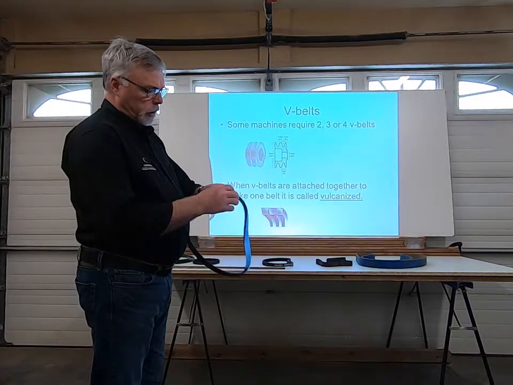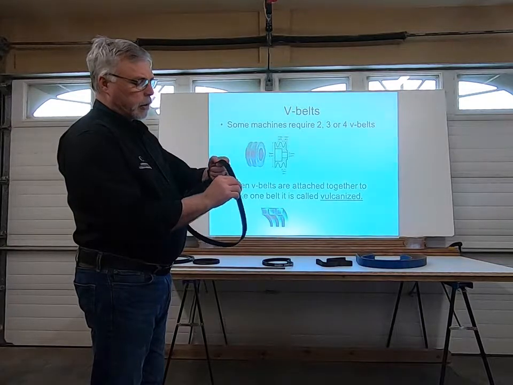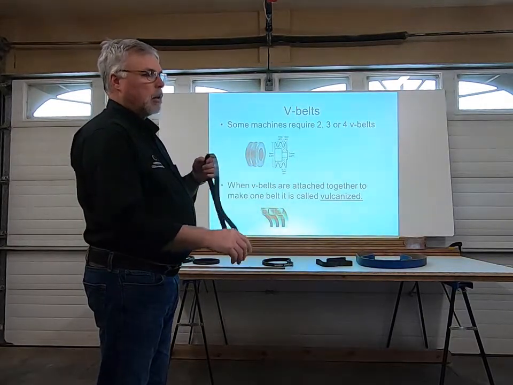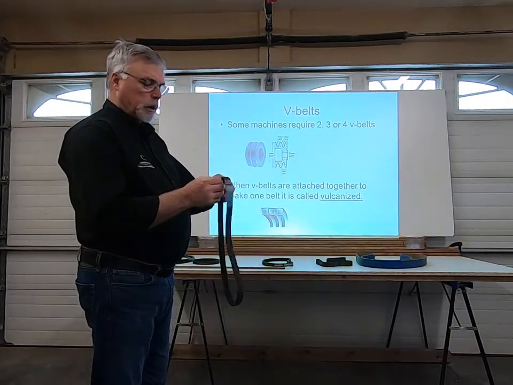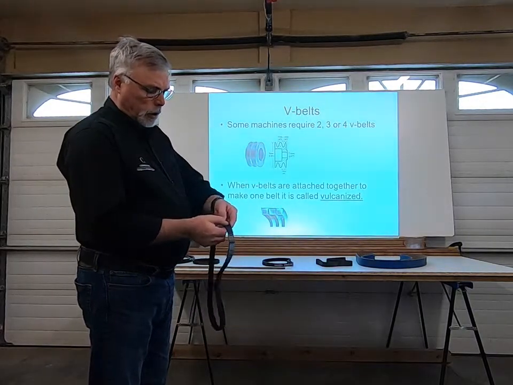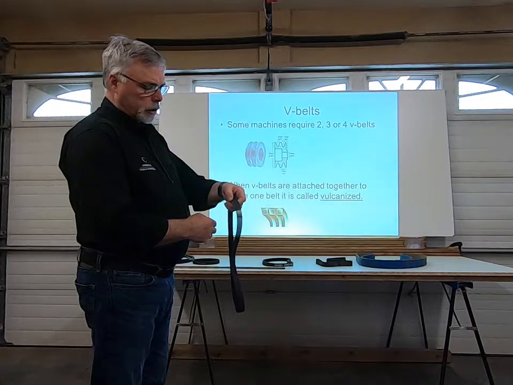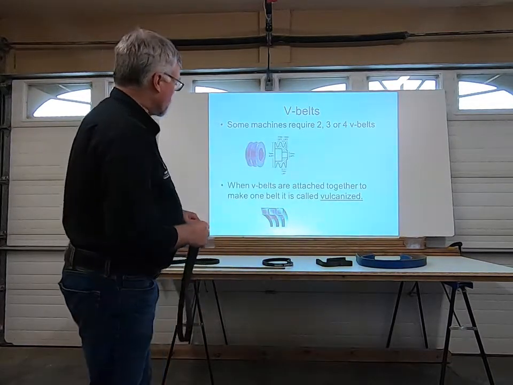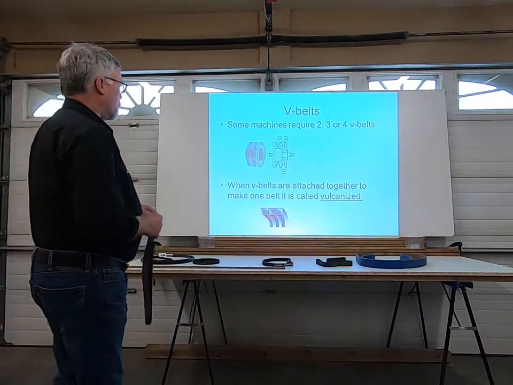And if you look closely, there's a lot of small grooves in here. And rather than run a whole series of narrow belts, what they do is they put one larger belt like that and fuse them all together. So it's got a layer of rubber across the back, and that just reinforces that belt. And that's called a vulcanized belt.